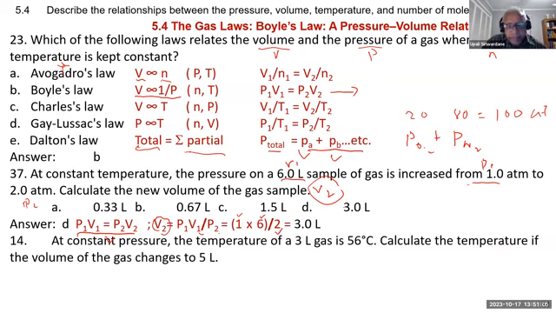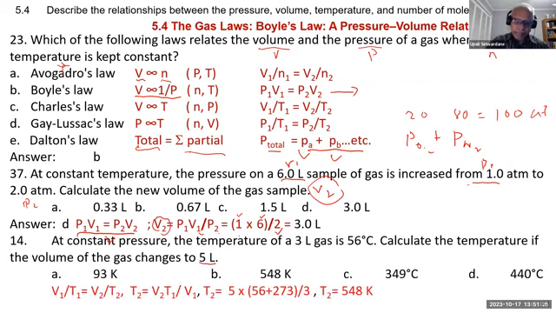At constant pressure, the temperature of a gas is 56. Calculate the temperature if the volume of the gas changes to 5 liters. That's the Charles law, similar to the previous calculation. You need to convert this to Kelvin. I have converted that to Kelvin. How do you convert it to Kelvin? Kelvin is 56 plus 273. That's going to be 300.